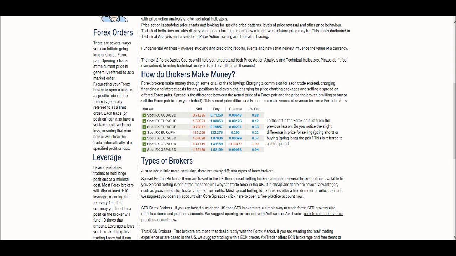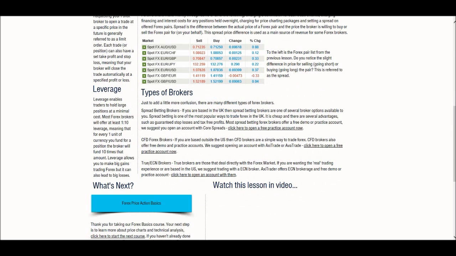So if we opened at 1.1020 and we wanted to take profit at 1.1030, so a 10 pip profit, we could place a take profit at 1.1030. If we wanted to close our position at a loss, at 1.1010, we could place our stop loss at a 10 pip loss at 1.1010, and when price reaches that level, the broker will close the position down at a loss automatically for you.